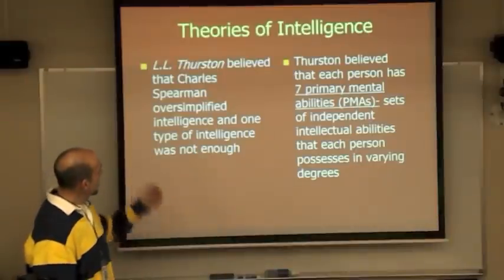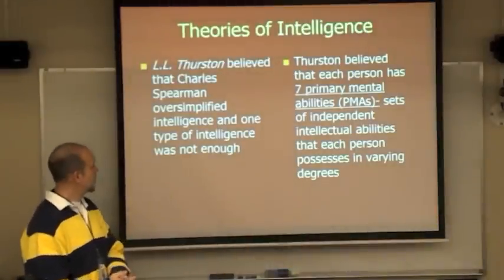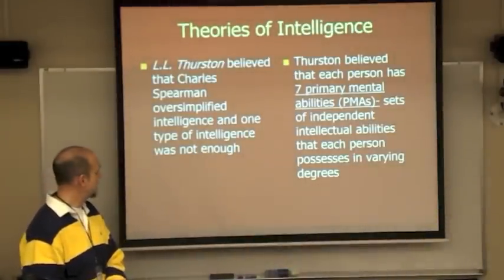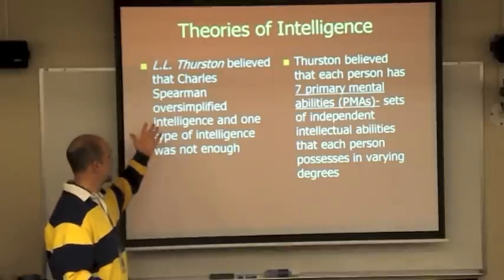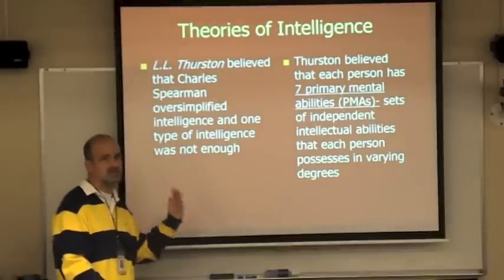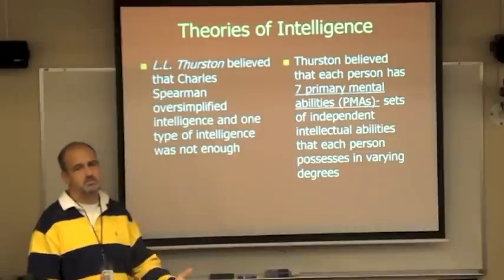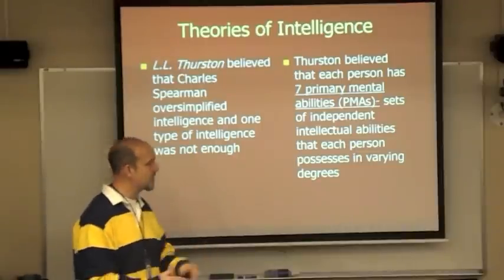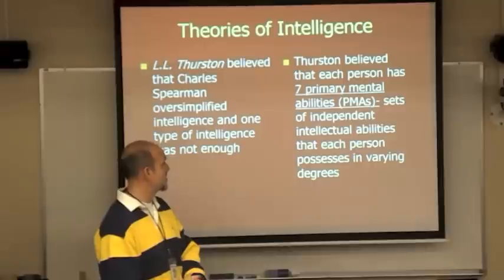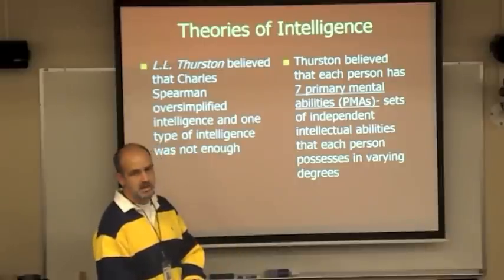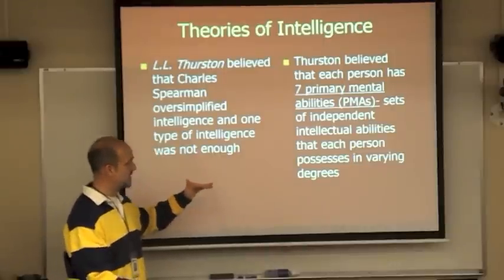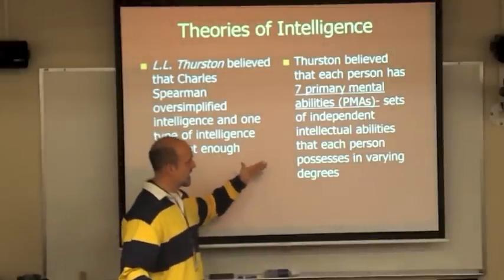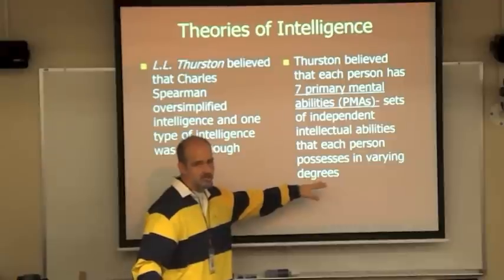Now, L.L. Thurstone was another person who investigated intelligence. He basically said there has to be more to what Charles Spearman said. There cannot just be a single determinant of intelligence. There has to be more to it. What Thurstone came up with was 7 primary mental abilities, or PMAs. These are sets of independent intellectual abilities that each person possesses, and the key part here is, in varying degrees.